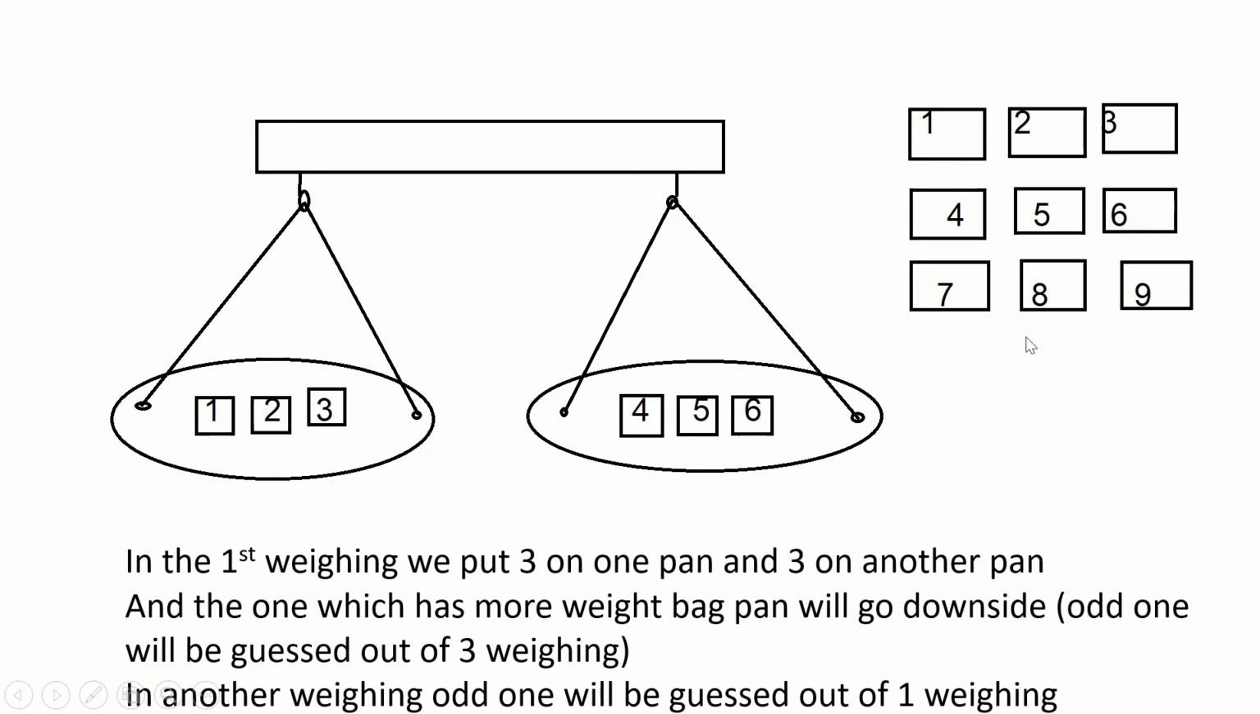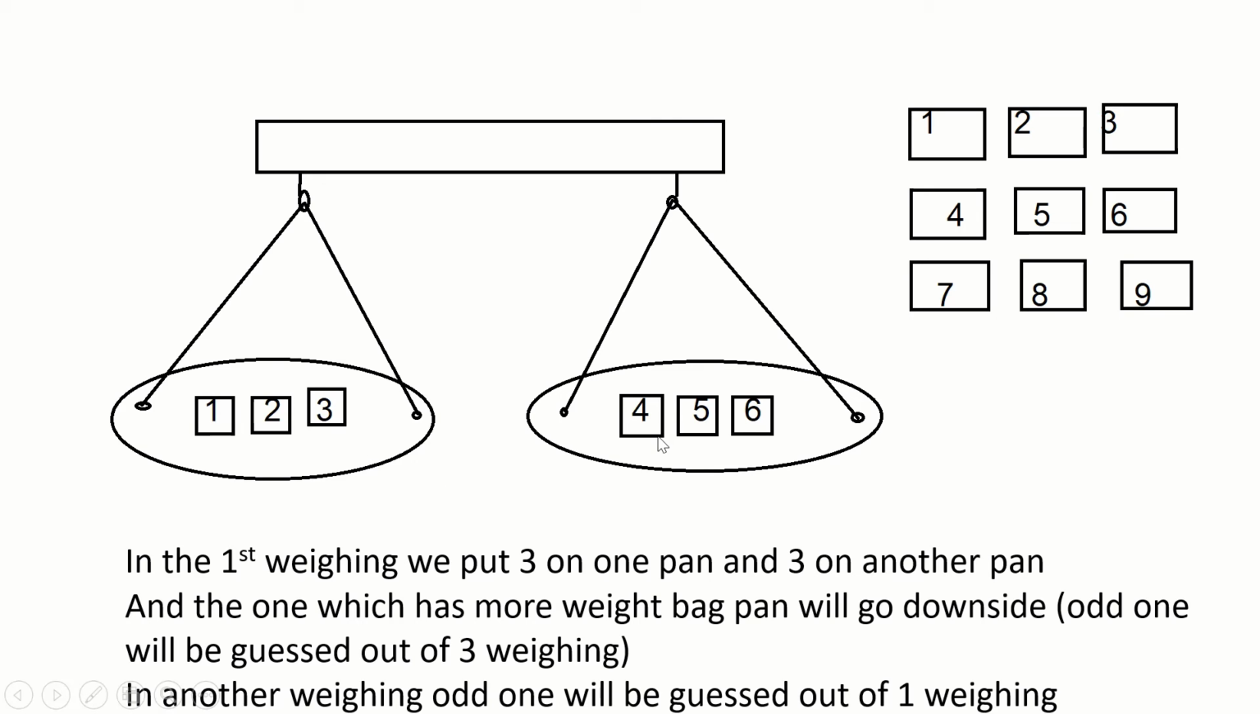Suppose 9 are there. This time you divide the 9 into 3 groups: these 3 in one group, these 3 in one group, these 3 in one group. You weigh 3 on one pan against 3 on the other pan. If the odd one is present in these 3, by one weighing you can find it. If the odd one is in this pan, you can say the odd one in one weighing.